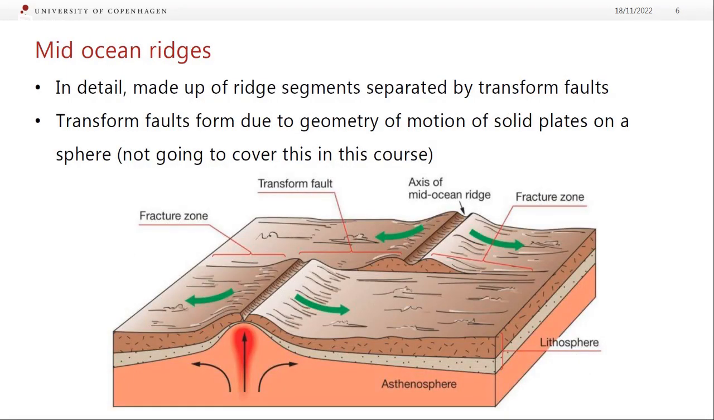If we zoom in a bit, mid-ocean ridges are made up of what we call ridge segments, and they're separated by these transform or strike-slip faults. These transform faults are again to do with the geometry of moving on a sphere. The transform fault is the actual fault that's making the motion, and then these leave behind these fracture zones.